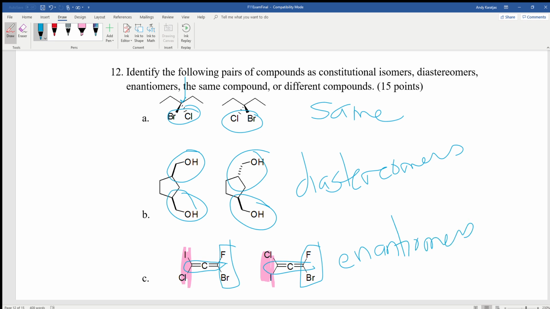If you're having trouble seeing that from the two-dimensional structures shown here, this would be an excellent case where building a model using your model kit of each of the two compounds and attempting to superimpose them would show you that these two molecules are non-superimposable mirror images.